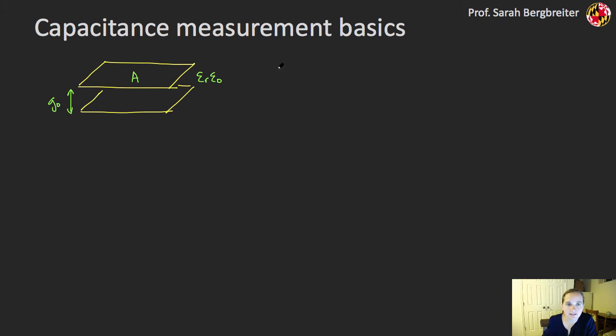Given that, we can calculate a capacitance of these parallel plates. Our capacitance is going to be based on those dielectric constants, epsilon naught and epsilon r. It'll also be proportional to the overlap area of the plates and inversely proportional to the gap between the plates. Epsilon naught in this case is 8.85 times 10 to the minus 12 farads per meter. So let's get an idea of what kind of capacitances we might be seeing with this basic setup.